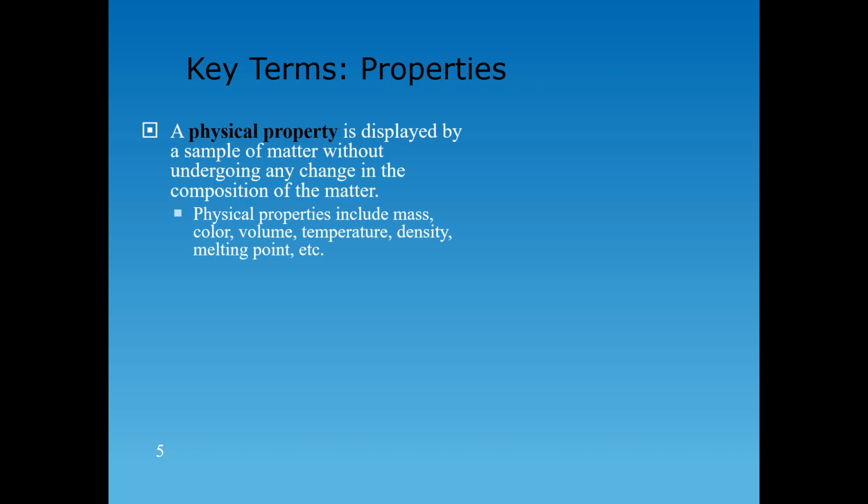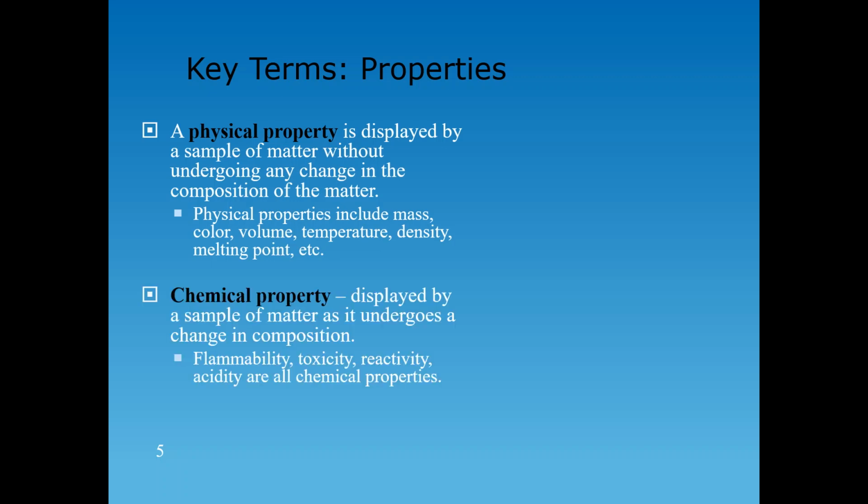Okay, some other terms that you should have been exposed to. The term property. Whenever we use this term, we're talking about those characteristics that you can use to identify a particular substance. And these properties can be put into one of 2 categories. You have physical properties, which are properties that are displayed by a sample of matter without the substance undergoing any change while you're observing that property. Some examples are shown here: mass, color, volume, temperature, density, melting points, etc.